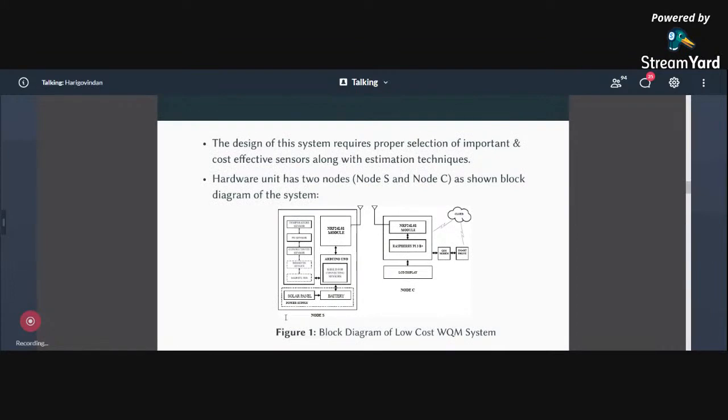Here you can see the block diagram of the system developed. We are choosing a set of physical sensors in the node S, and then the node S is connected to the node C, which is the coordinator.